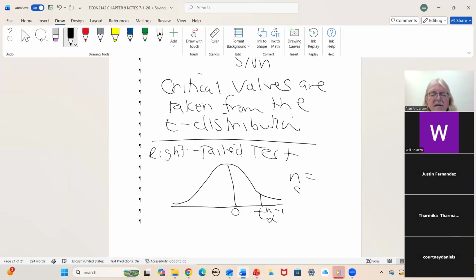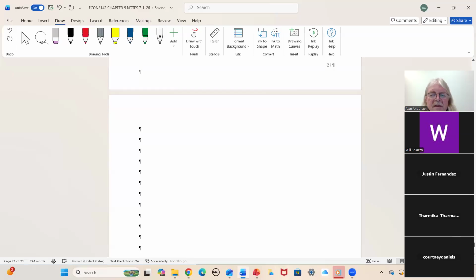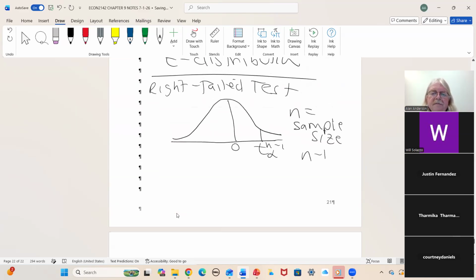Remember, n is the sample size, n minus 1 is the degrees of freedom. Degrees of freedom, I've mentioned this a couple of times, is based on the sample size that we're using, but it's different for every application. So when we do something different later in the chapter, don't assume that the degrees of freedom is always the same, because it's usually not. That information to look up these values in your calculator.